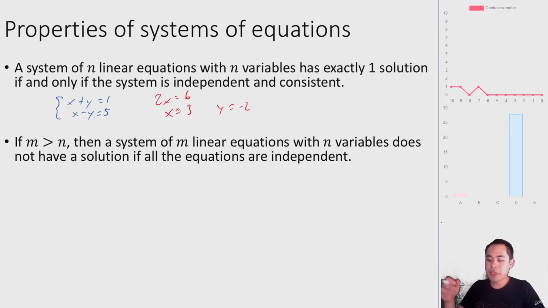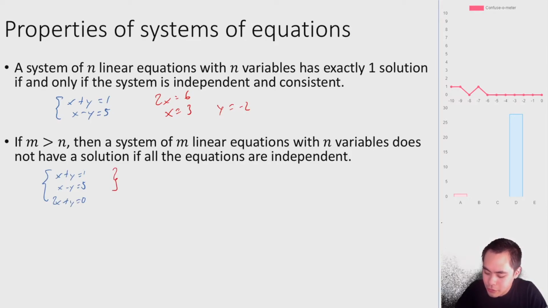If m is greater than n, if you have more equations than variables, then this actually doesn't have a solution if all the equations are independent. And we can see this because, let's suppose we have three equations: x plus y is equal to 1, x minus y is equal to 5, and 2x plus y is equal to 0. So these all turn out to be independent. I'm not going to prove that here.